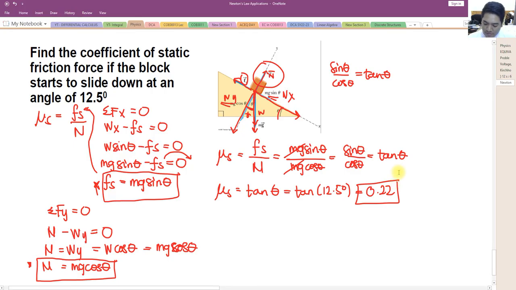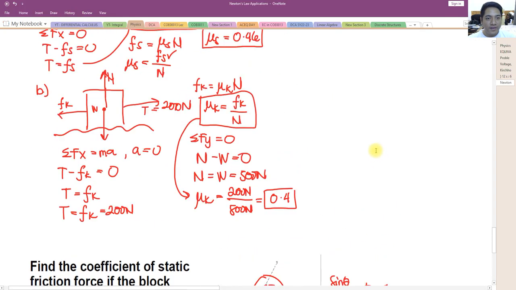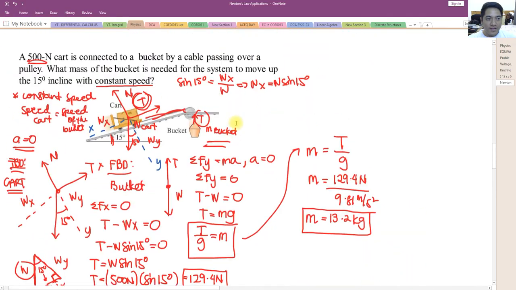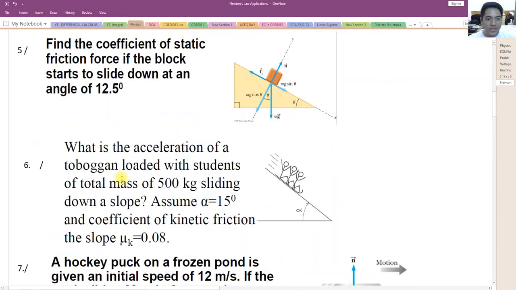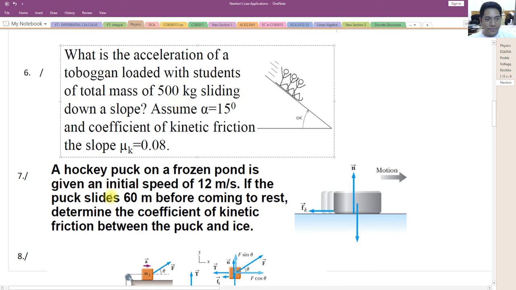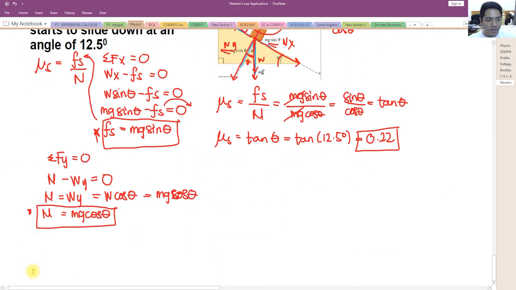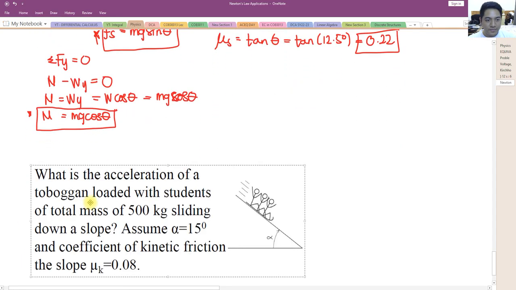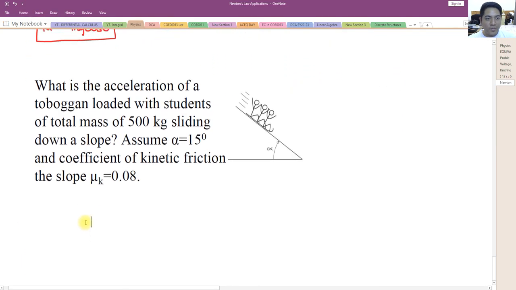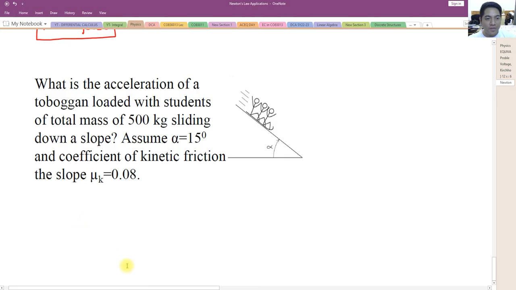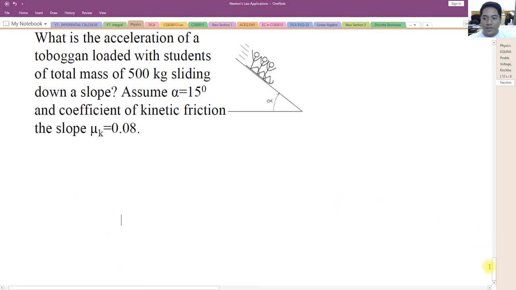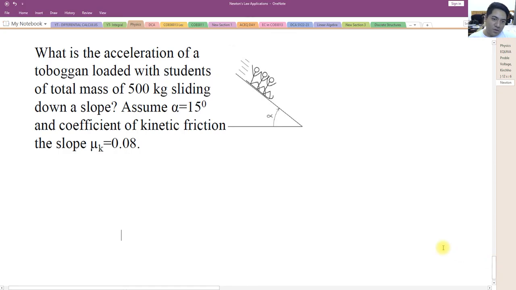I hope you learned something from this. Going to our number 6, a problem that is just a harder version of what we have solved a while ago. What is the acceleration of the toboggan loaded with students of a total mass of 500 kilograms sliding down a slope? Assume that the inclination is 15 degrees and the coefficient of kinetic friction of the slope is 0.08.